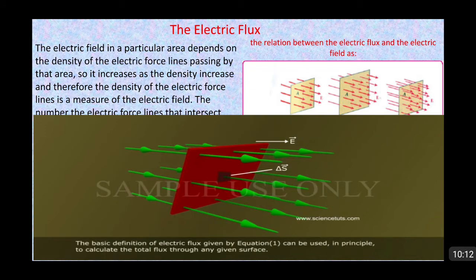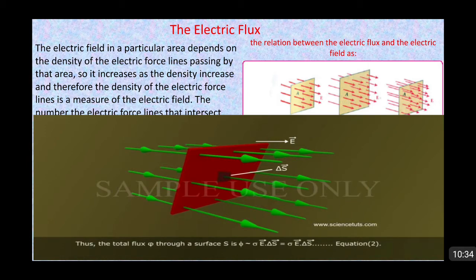The basic definition of electric flux given by equation 1 can be used in principle to calculate the total flux through any given surface. All we have to do is to divide the surface into small area elements, calculate the flux at each element and add them up. Thus, the total flux phi through a surface S is phi approximately sigma E bar dot delta S bar, equation 2.